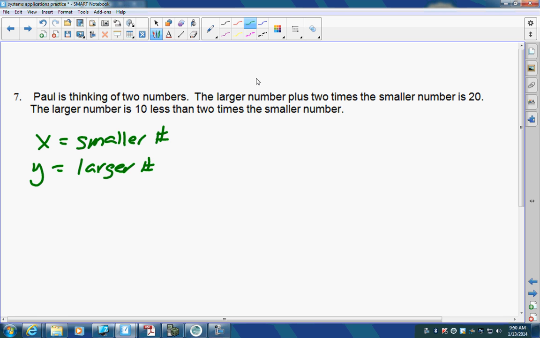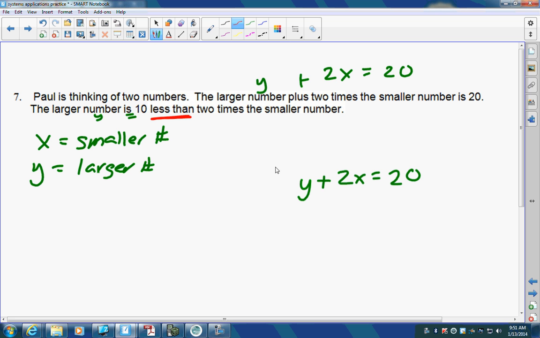It says the larger number, y, plus 2 times the smaller, x, is 20. That's one of the equations. Y plus 2x equals 20. Then it says the larger number, y, is 10 less than. Uh-oh. Underline that less than. Remember I told you a long time ago, that's that trick. That 10 has to go behind. Okay, so you want to get in the habit of underlining and drawing a line to help you remember. So y is 10 less than 2 times the smaller. 2 times the smaller, less 10.